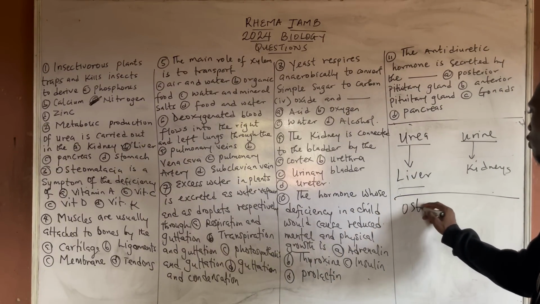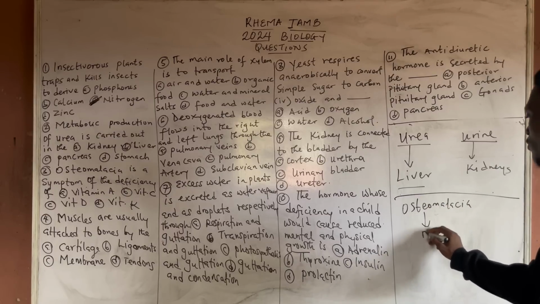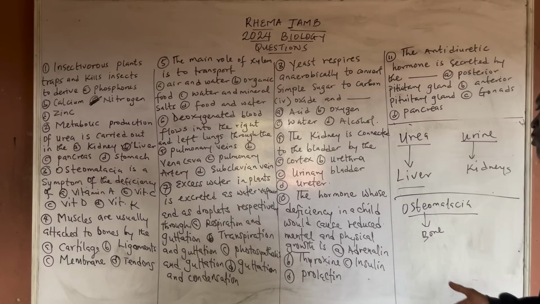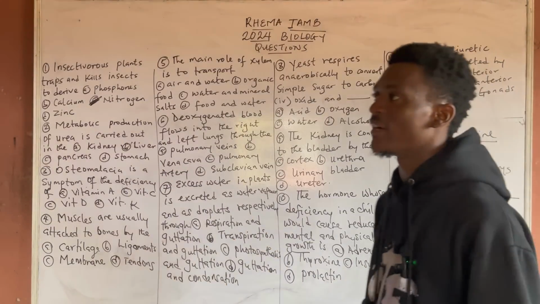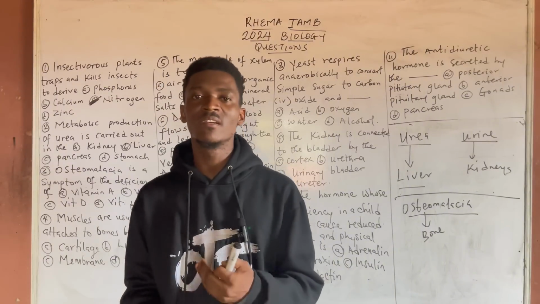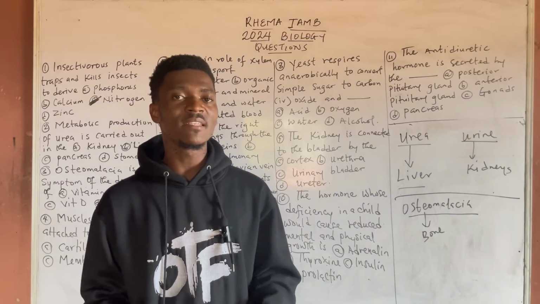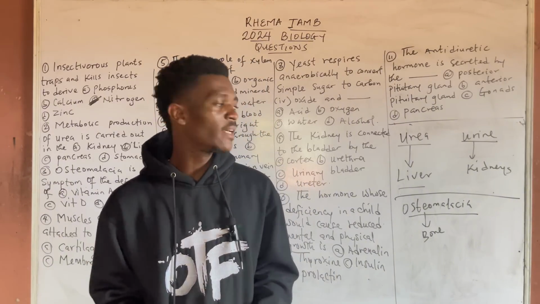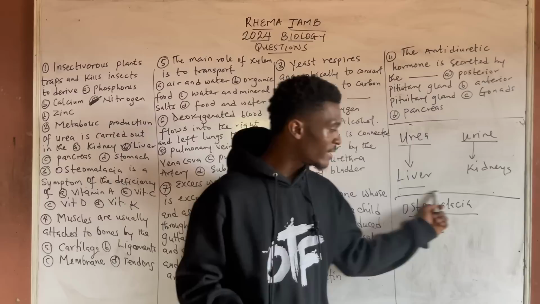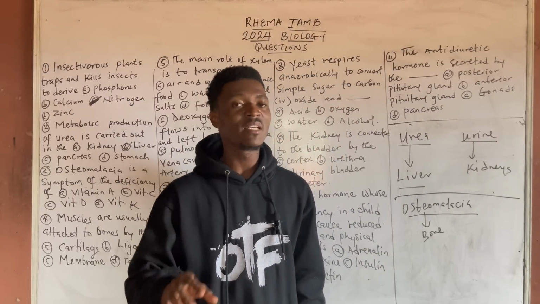Now, when we say osteo, anything that has to do with osteo is connected with the bones. In terms of osteomalacia, we are referring to a kind of deficiency defect that arises in adults as a result of the deficiency of vitamin D. When vitamin D is deficient in one's diet, especially for adults, it results in this condition, which is the fragility, softness of the bones.